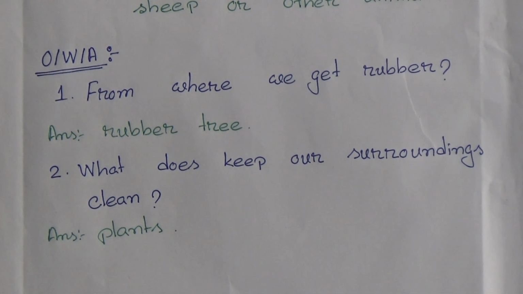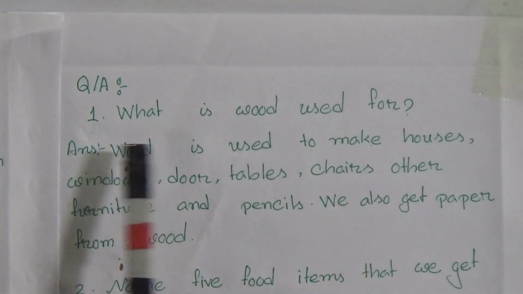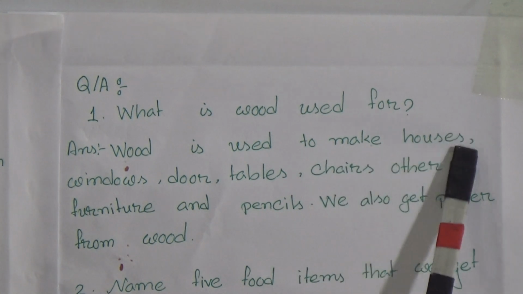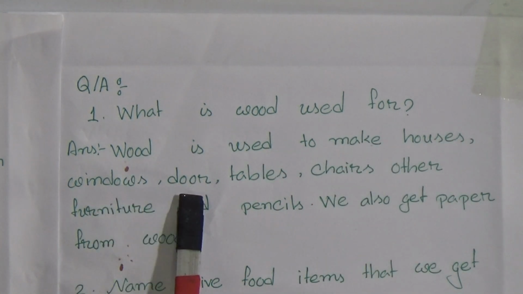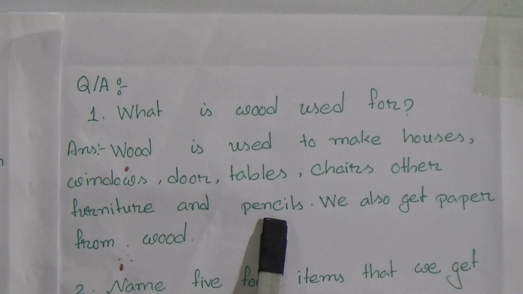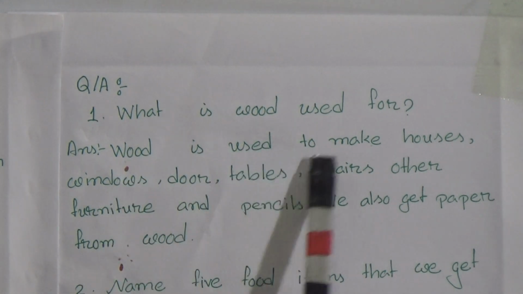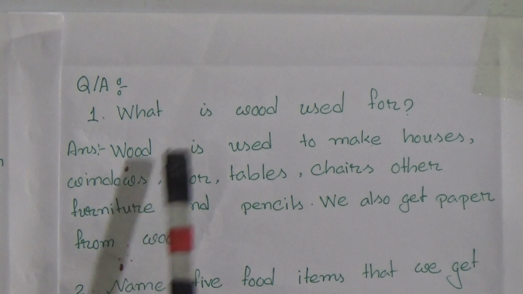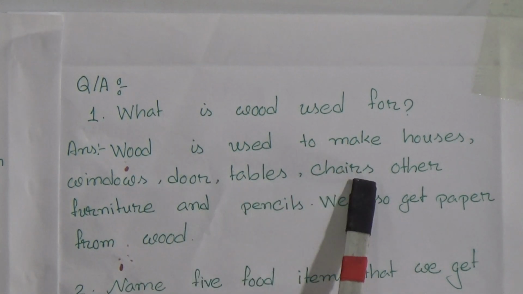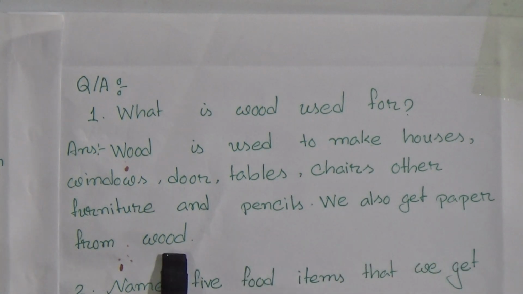Now question answer. We read question answer from this chapter also. Question answer 1, what is wood used for? Answer, wood is used to make houses, windows, doors, tables, chairs, other furniture and pencils. We also get paper from the wood.